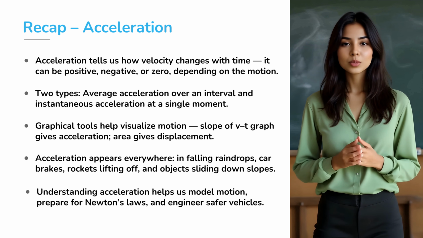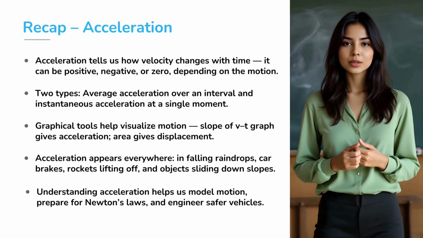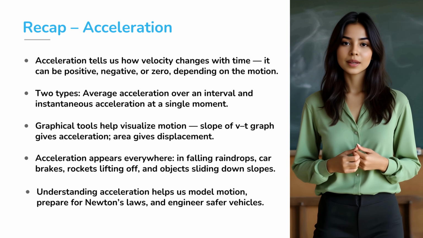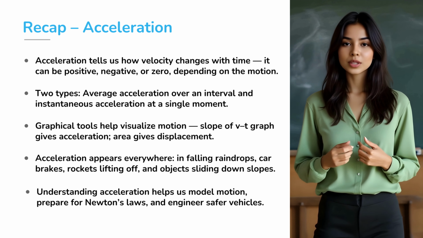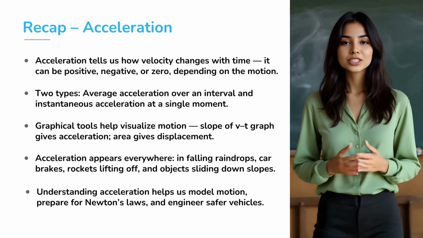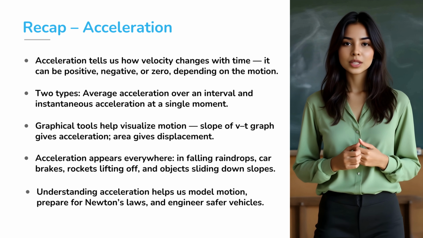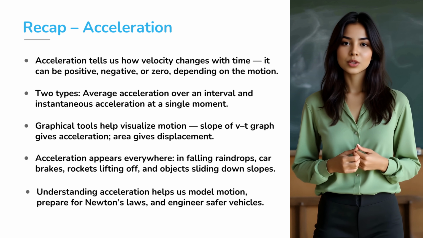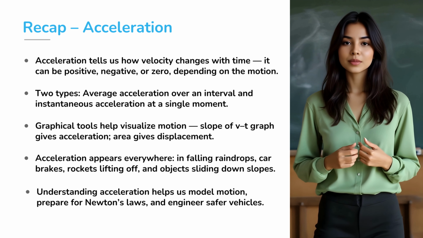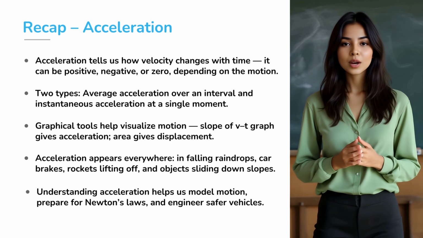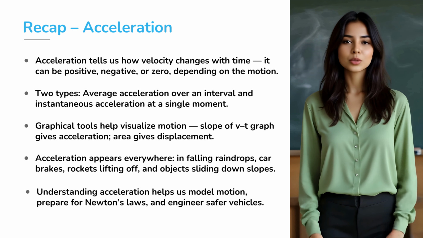Let's quickly recap what we've learned about acceleration, the engine behind changing motion. Acceleration is the rate of change of velocity. It can increase speed, reduce it, or even reverse motion. We learned the difference between average acceleration and instantaneous acceleration and how to calculate both. Using graphs, we explored how slopes give us acceleration and areas give us displacement, making graphs a powerful tool in physics. From falling apples to rockets taking off, acceleration is everywhere, shaping how objects move, collide, and travel through space.